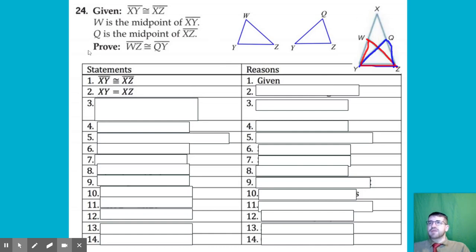Once we have that, because we want to try to work with measures, we want to make sure that we justify that these segments aren't just congruent, that their measures are also equal. So when segments are congruent, the measures are equal. So we write XY equals XZ. And that's the definition of congruent segments.